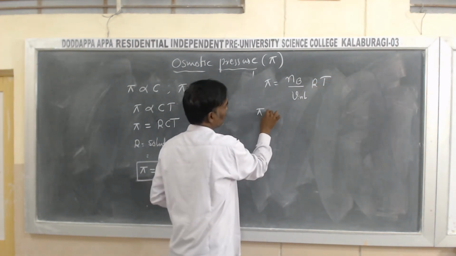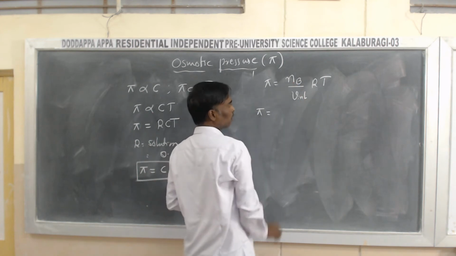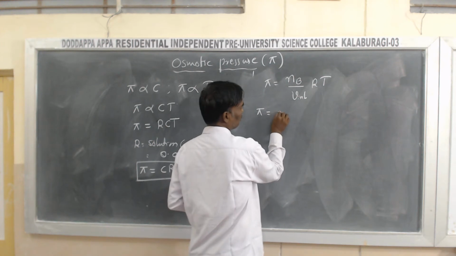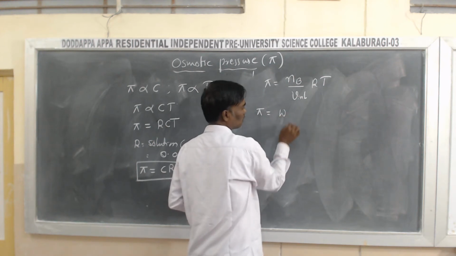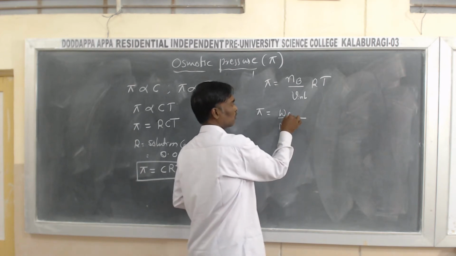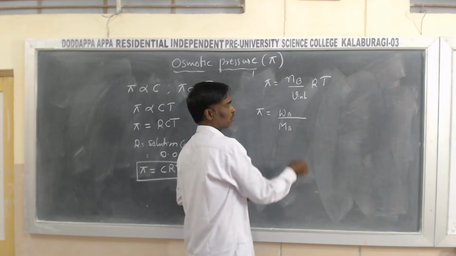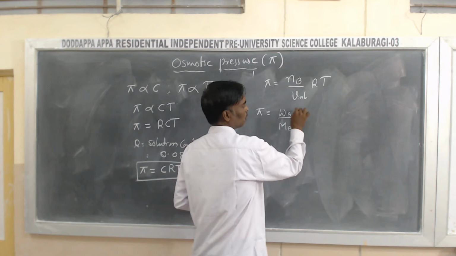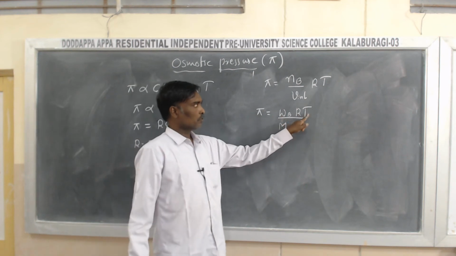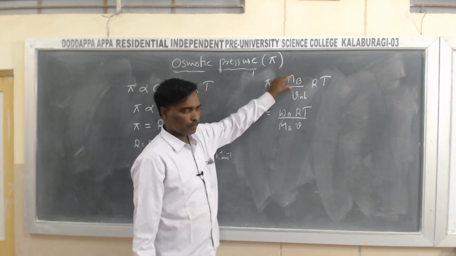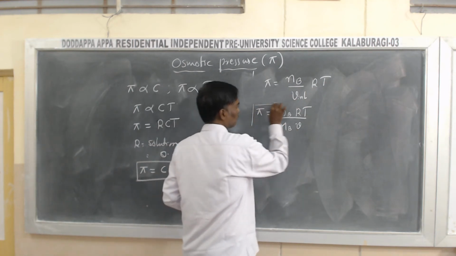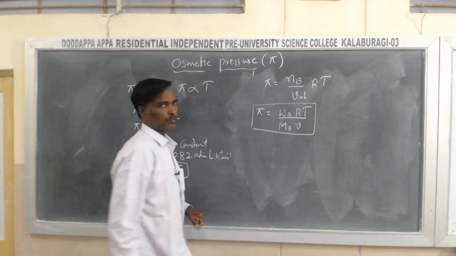Now NB is also defined as mass by molecular mass for the solute. That's why we write pi equals WB by MB into V, into R into T. So here I just replace this NB as WB by MB, with volume in liters. So this is one equation.